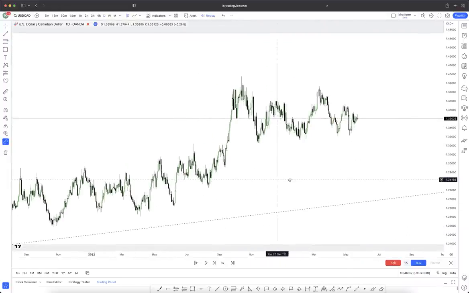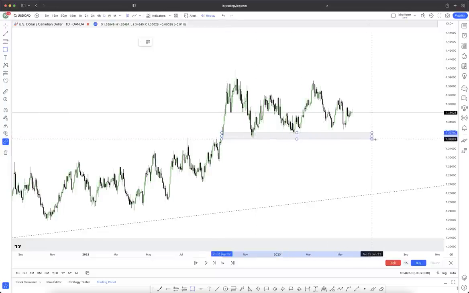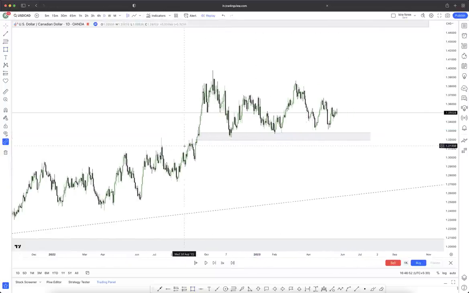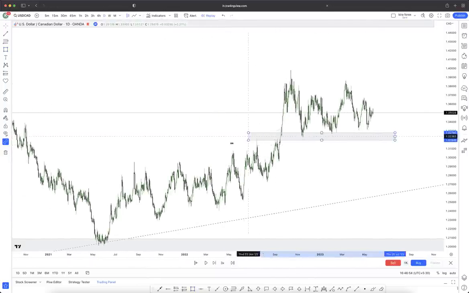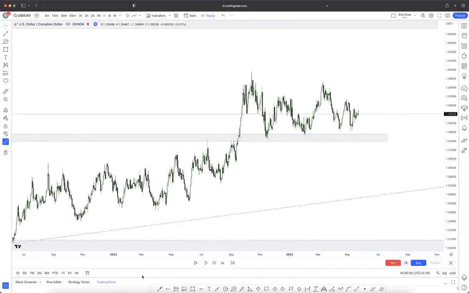So this is the daily time frame, and because I already have in my mind that we are in an uptrend and I'm looking for a buy, I'm going to draw another key zone. So immediately I'll draw my support and resistance. Now look at what happened around this area.